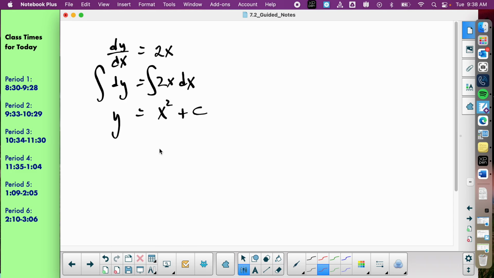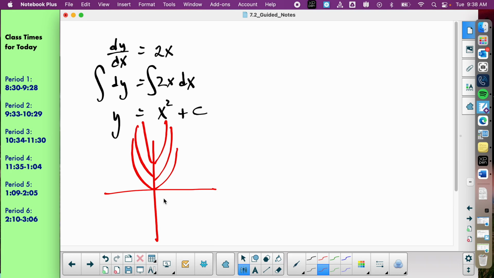If we were to draw x squared plus c, like super quick, I'm not going to do a very good one. This would be x squared plus 0. This would be x squared plus 1, plus 2, minus 1, minus 2. It would be a lot of parabolas above and below each other. The plus c represents any number. So this would be a drawing of all the particular solutions. So a particular solution is when you know the number for c. A slope field is a drawing of all the general solutions.